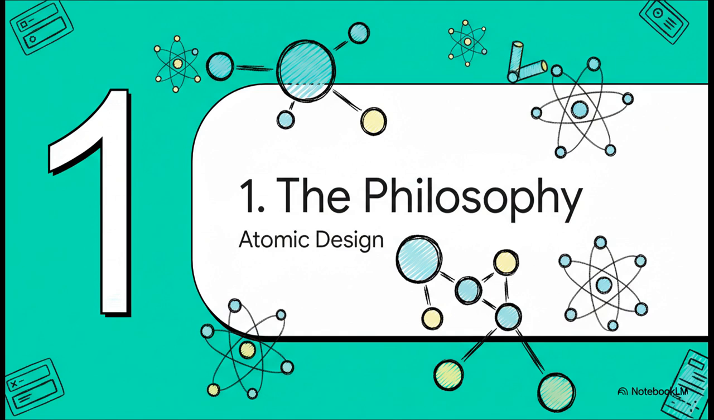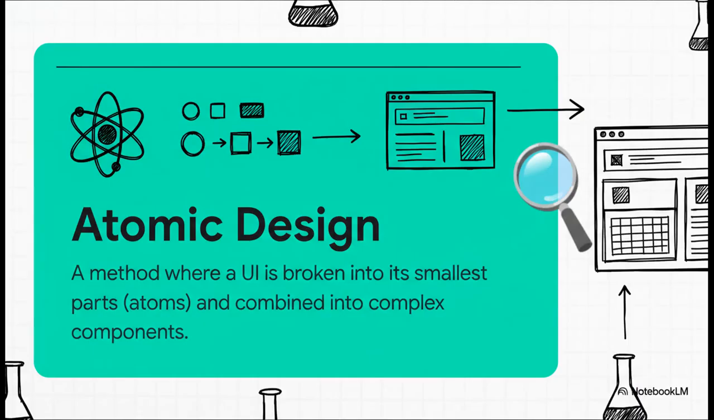Okay, before we even open Figma, we have to get our heads in the right space. We need a guiding principle, a philosophy that's going to hold this entire system together. And that idea is called atomic design. So what exactly is atomic design? Honestly, the best way to think about it is like chemistry, but for interfaces. It's this really cool methodology where you break your UI down into the absolute smallest, most basic parts, we call those atoms, and then you combine them piece by piece to build bigger and more complex things.